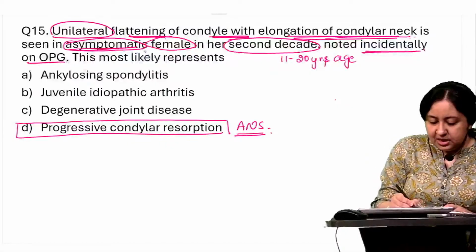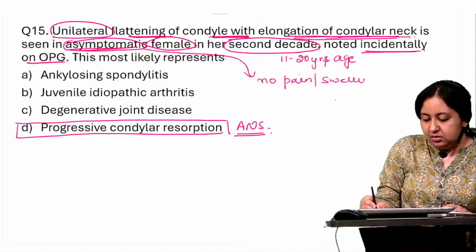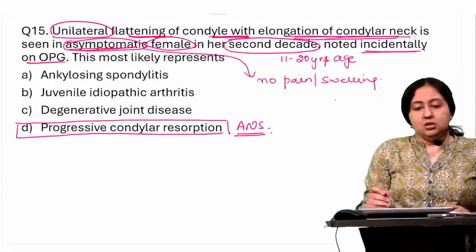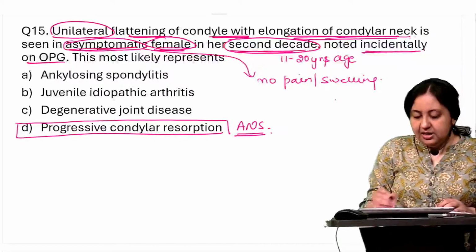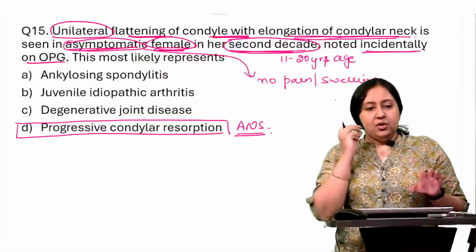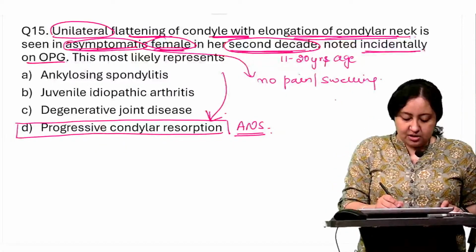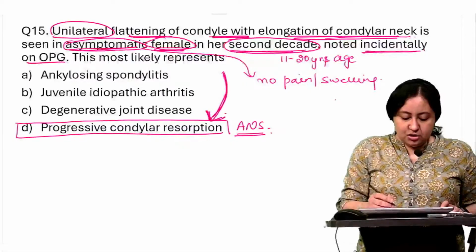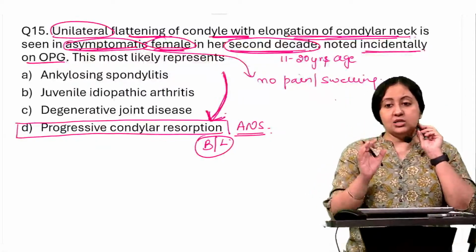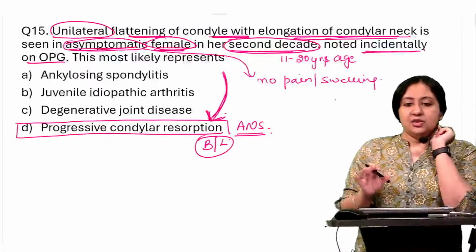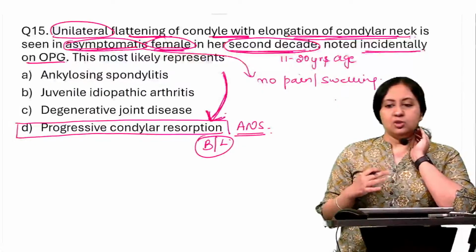Okay. Asymptomatic means there is no pain, swelling, no deranged occlusion, nothing. There are no symptoms. Female in the second decade. Alright, except for unilateral, all these features are consistent with progressive condylar resorption. Progressive condylar resorption is usually bilateral. But apart from this one clinical feature, rest all are clinical features of progressive condylar resorption. Okay. Now let me tell you why other three options are not correct.